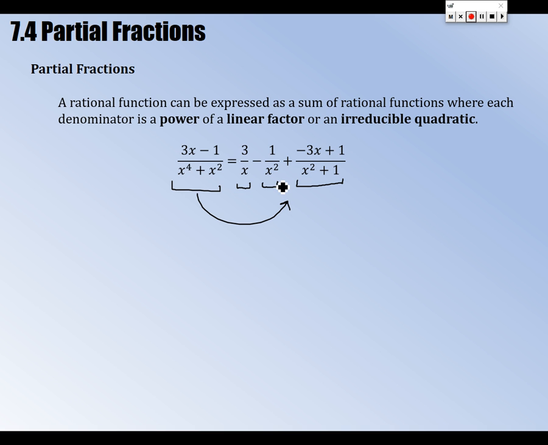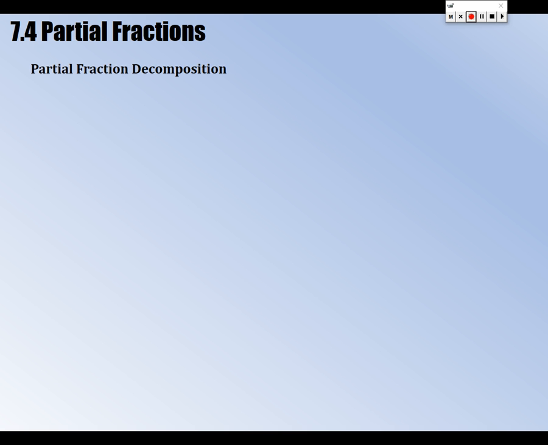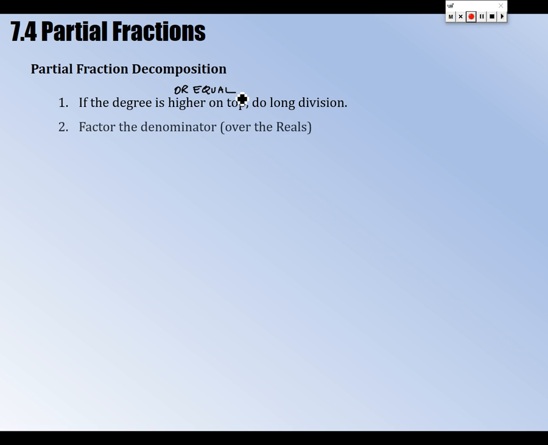All right, are you prepared for this easy 5-step process? Here it is. First, if the degree is higher on top or equal, then do long division. We're not going to show you an example of that here, but in the homework tonight you'll encounter one. If the degree is equal or higher on top, then there is division to do. Supposing that's out of the way, the next thing to do is what Jasmine said: examine the factorization of the denominator, if it's not already been done for you. So do that.